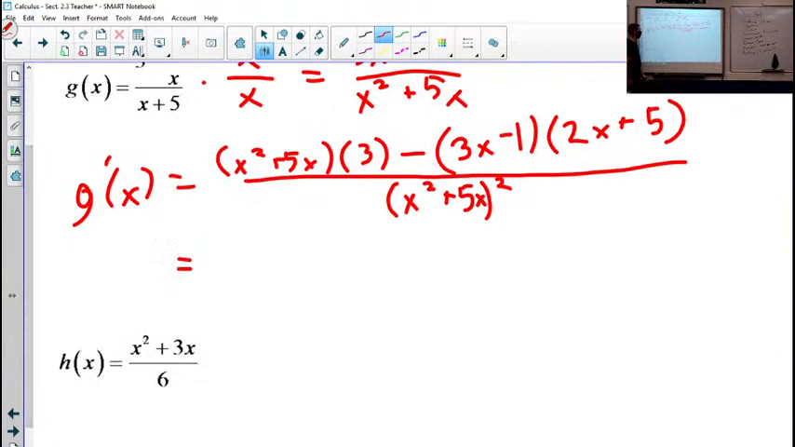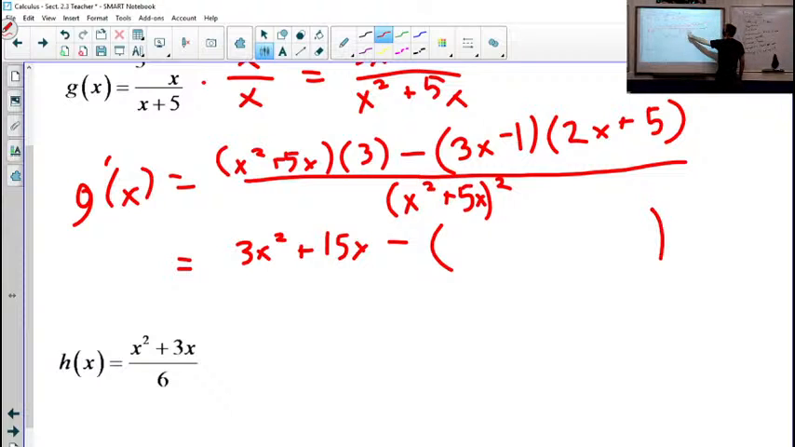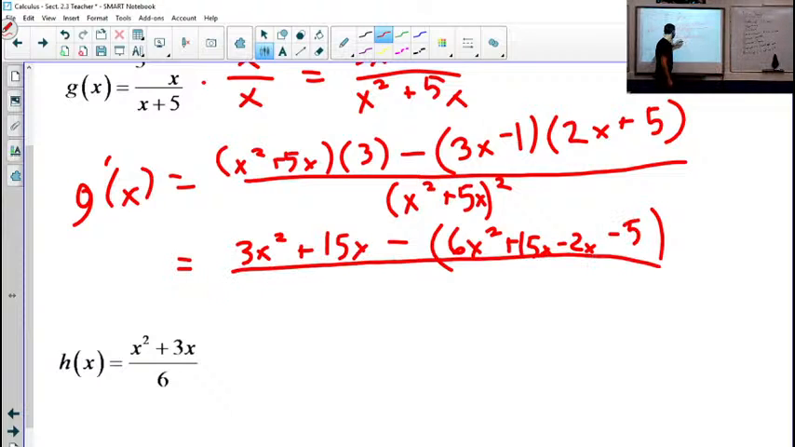Here we go. Let's do some distributing. So again, to recap, we had low, d high, minus high, d low, over the square of what's below. Now we're distributing. Distribute the 3. So I have a 3x squared plus 3 times 5x is 15x. Minus, we're going to subtract this whole thing that gets distributed out. 3x times 2x is 6x squared. We've got plus 15x minus 2x minus 5. All over x squared plus 5x squared.